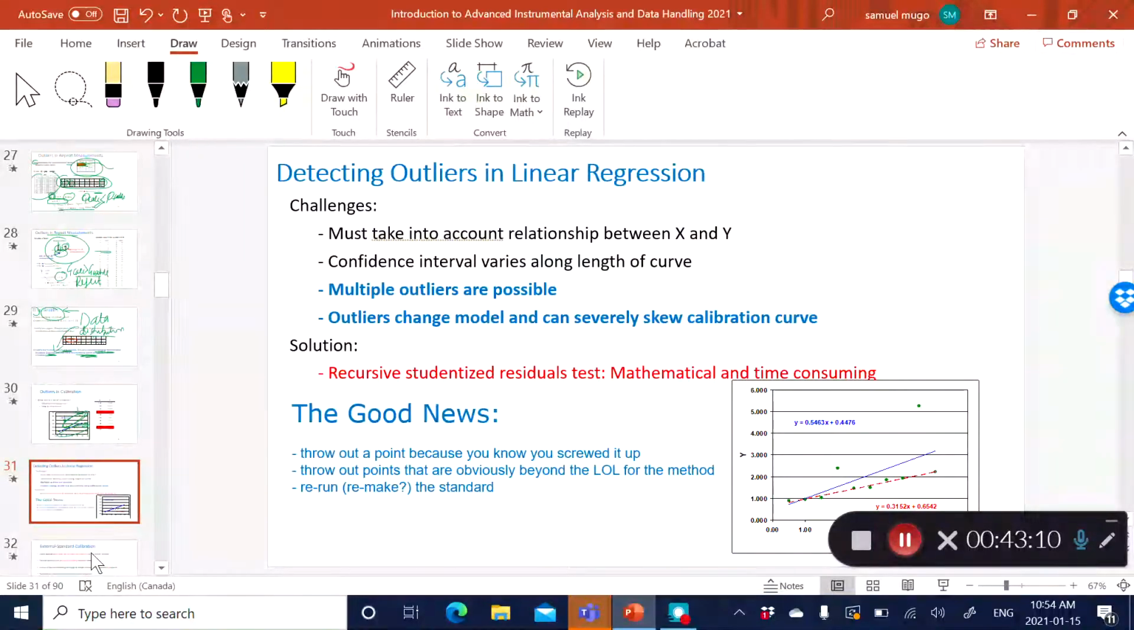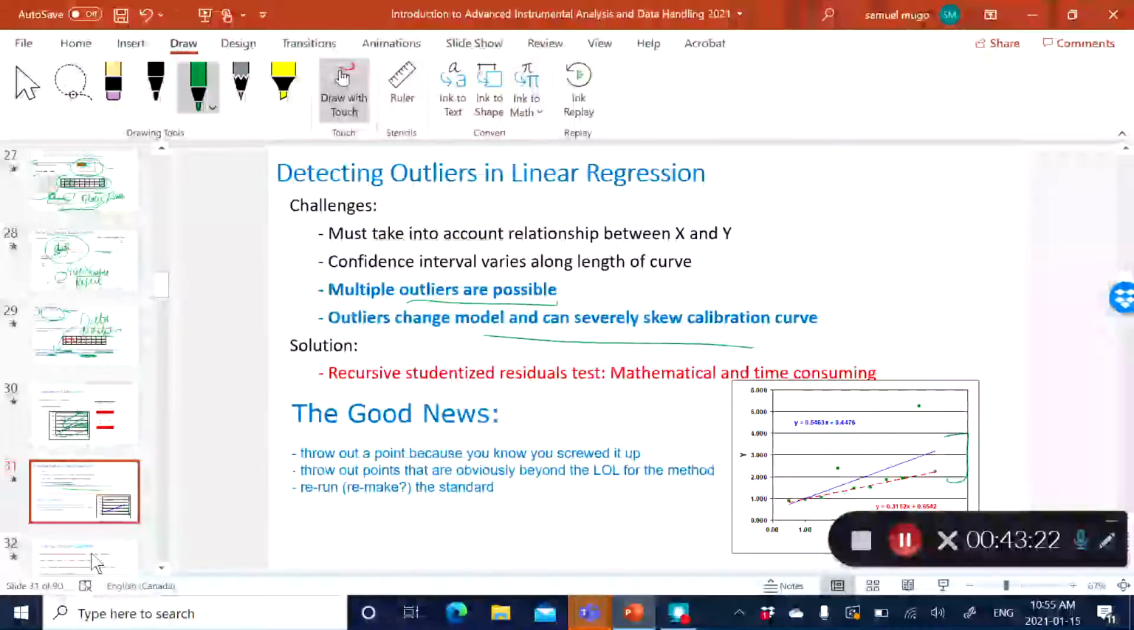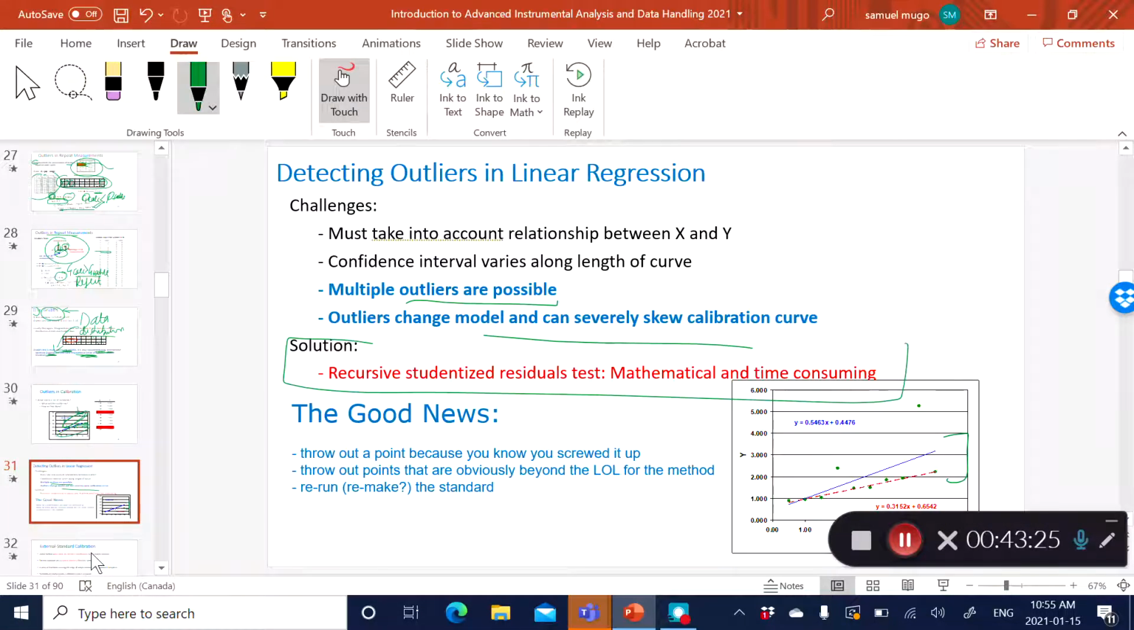And as I mentioned, you can have multiple outliers, which can very severely skew your calibration curve and essentially make the determination of your unknowns very, very erratic. Another very robust way to determine multiple outliers especially is a so-called recursive studentized residuals test. Now, I wanted to include it here, but I decided to delete it. It's fairly mathematical and time-consuming, and in practice, we rarely use it.